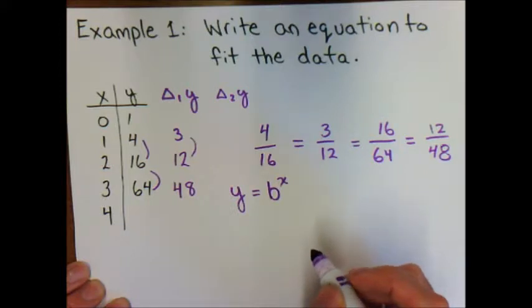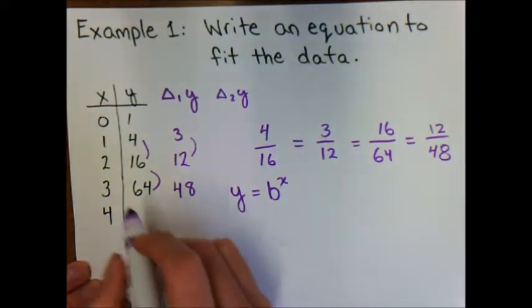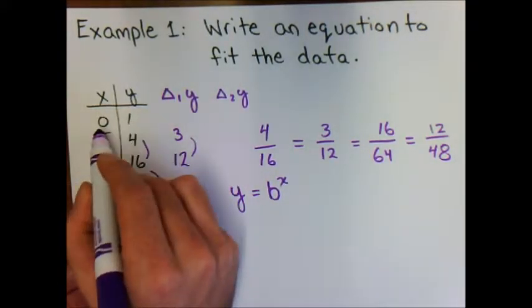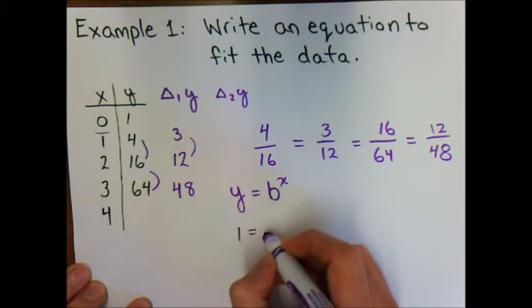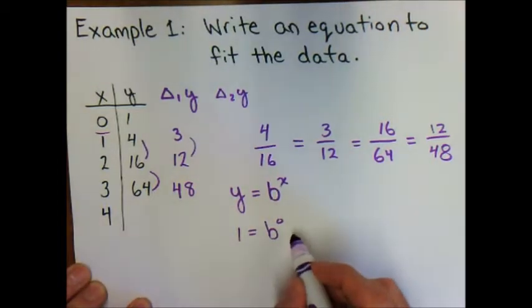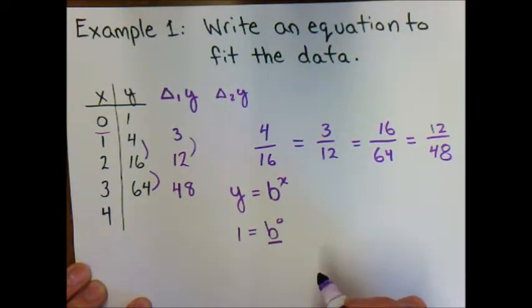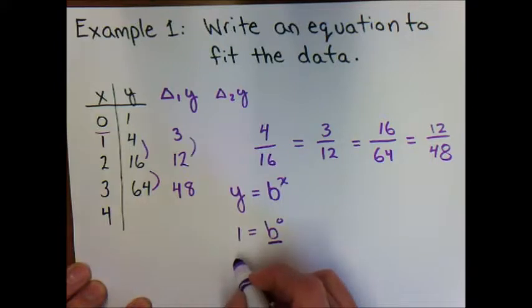So now I simply need to substitute some of the given values to find out what b is. Well, I'll try my first one. I'll sub in x equals 0 and y equals 1. So y equals 1, x equals 0. This statement is true for any value of b because any number raised to the power of 0 is equal to 1. So it doesn't give me any helpful information.